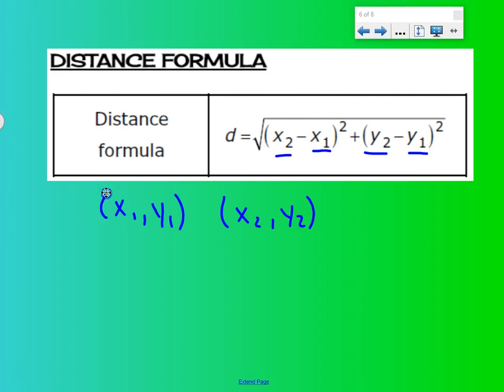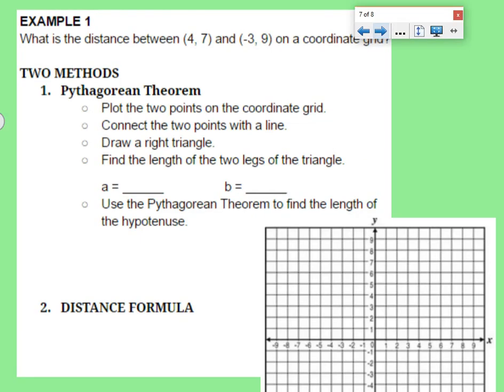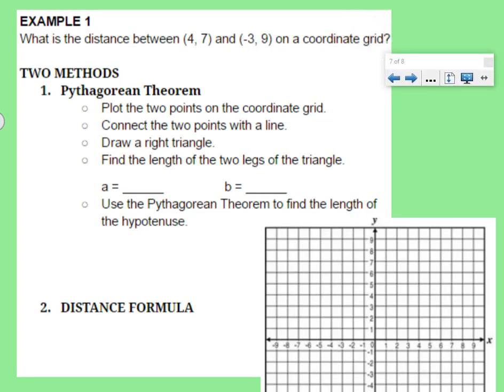All right, so we're going to talk about how to use this and how to apply the Pythagorean theorem instead if you want. So we have one example. What is the distance between (4, 7) and (-3, 9) on a coordinate grid? If we were using the distance formula, we'd say x1, y1, and x2, y2, very similar to when we're finding slope. All right, so we have two methods. One, we can use our Pythagorean theorem. So I'm going to show you that one first.